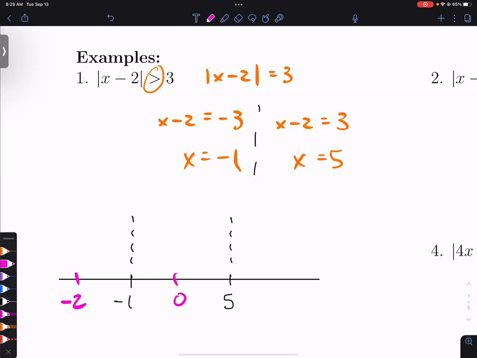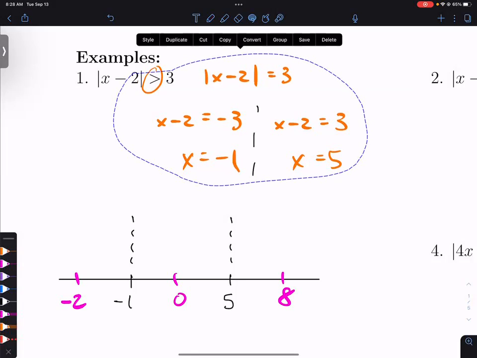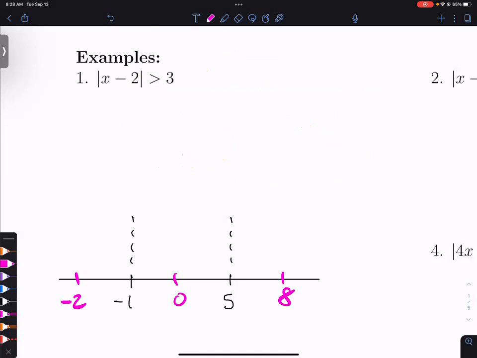Plug it in, see what happens. All right, let me make some room here. All right, so if I plug in x equals -2, we get 4, right? Is 4 bigger than 3? Yes. Okay, it works there then.